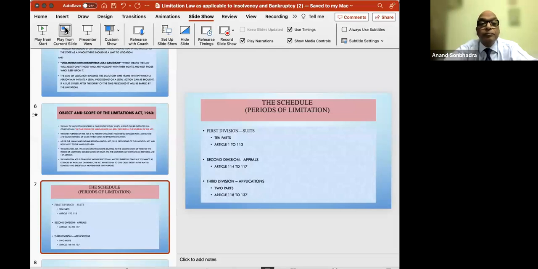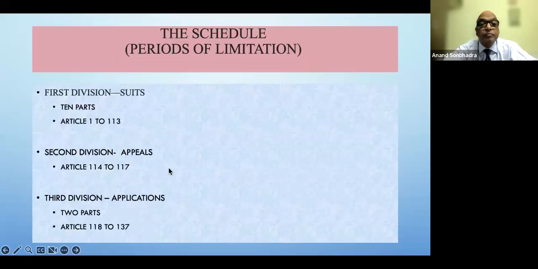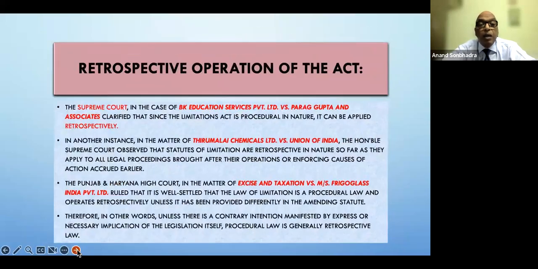Let's go back to our discussion. Another aspect which we needed to understand is whether this act has a retrospective operation or not. Now let's establish it through different judicial pronouncements.